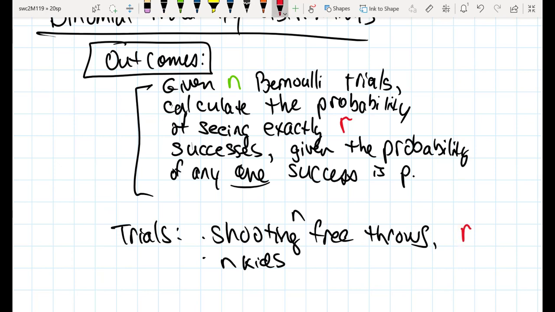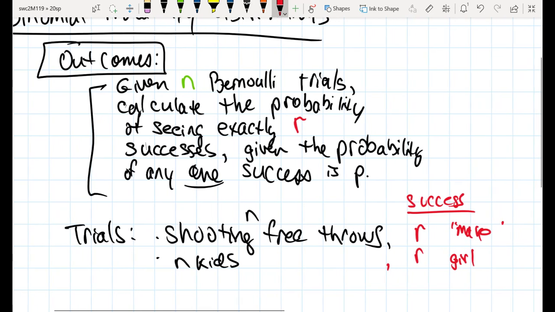So making R free throws would be considered R successes, or our outcome of interest. Or if we have N kids, our success might be having a girl, if that's what we're interested in. So success could certainly depend on the statement and the problem. Making a free throw is a success, or if we're trying out some new drug that makes it more or less probable to have a girl or a boy, let's say if it makes it more probable to have a girl, we might say, all right, fine, the drug works, that's a success.